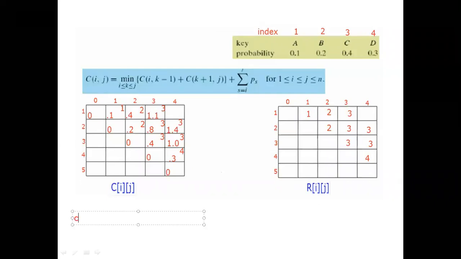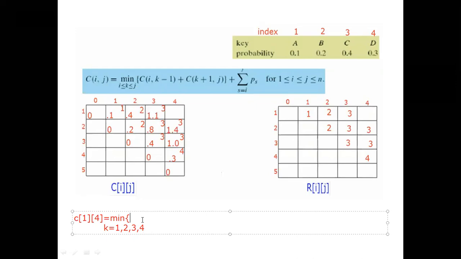C of 1, 4 equal to minimum of, how many k values will come here? K is equal to, what is the meaning? I to j. That means 1, 2, 3, 4. Every value will come: 1, 2, 3, 4. Right? There are 4 such formulas it's going to generate here. Minimum of, right.